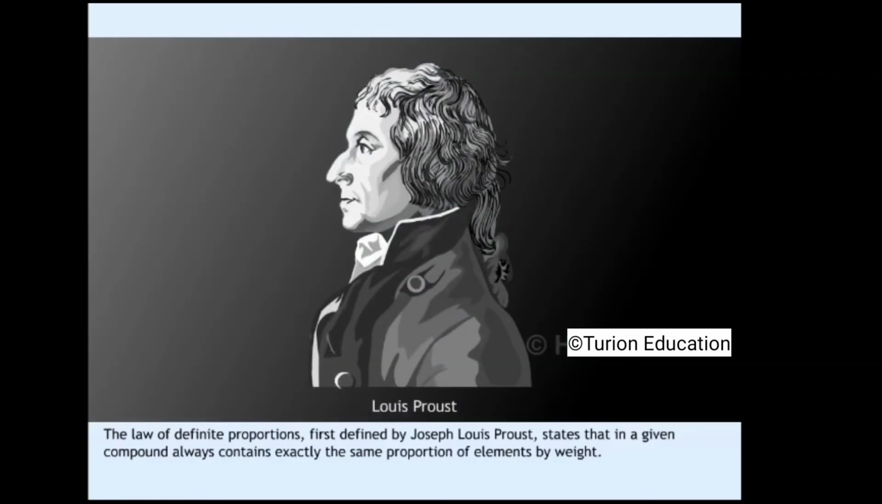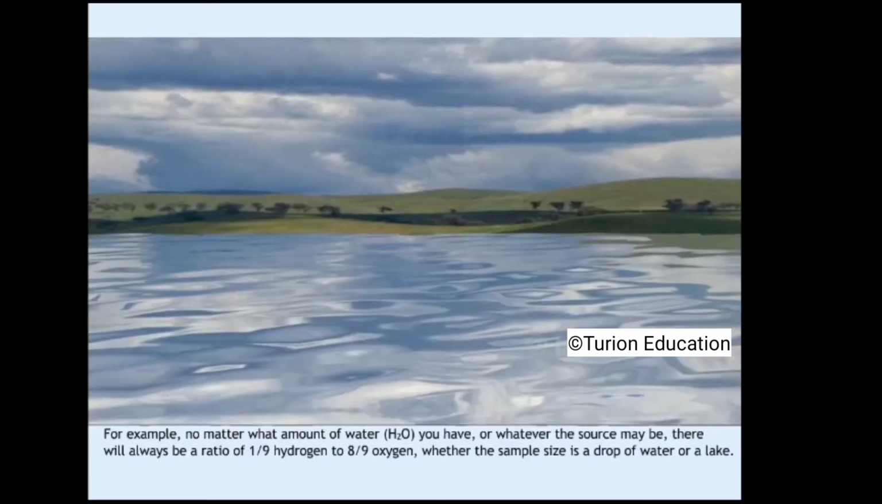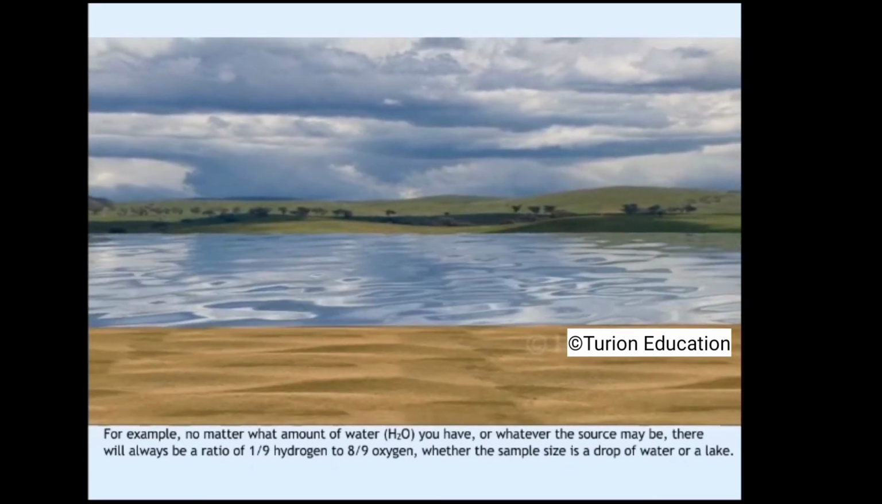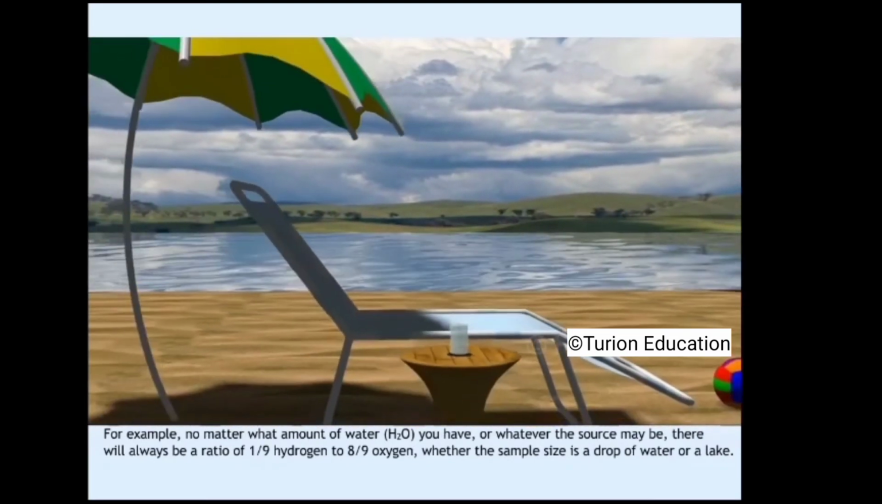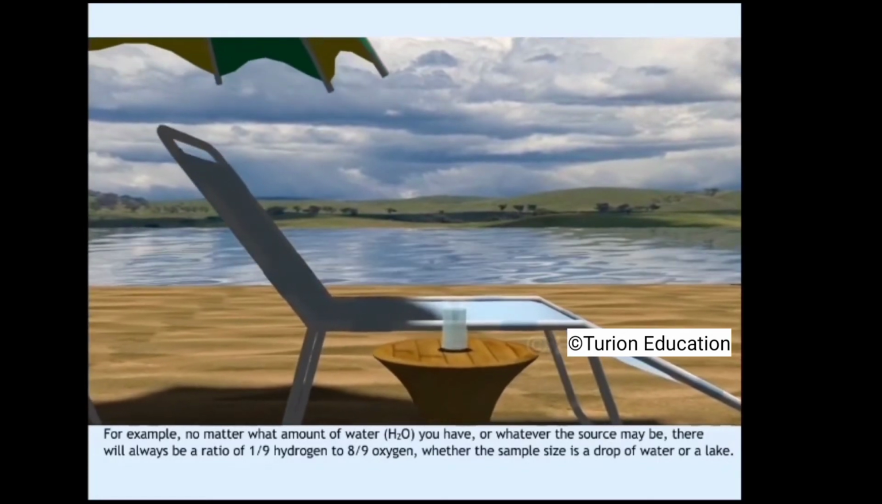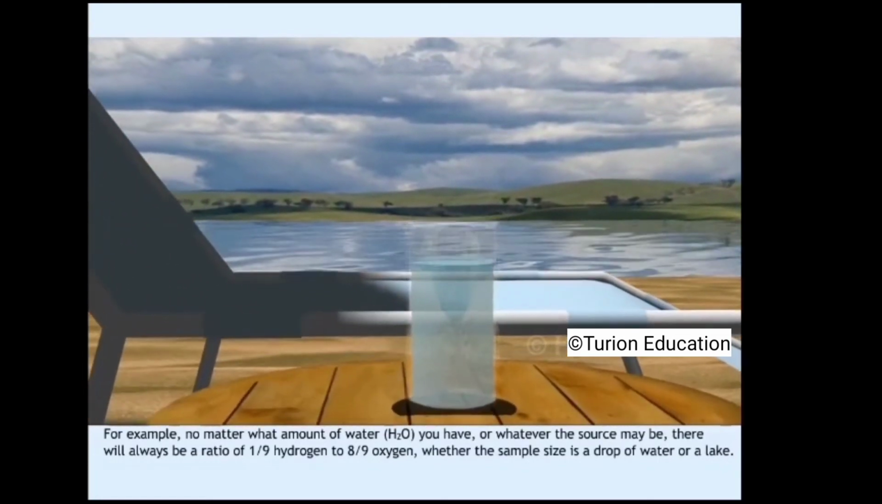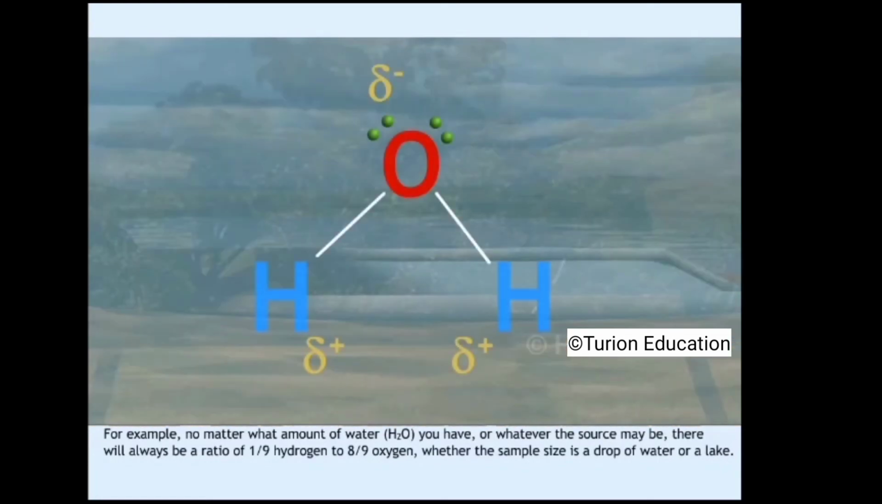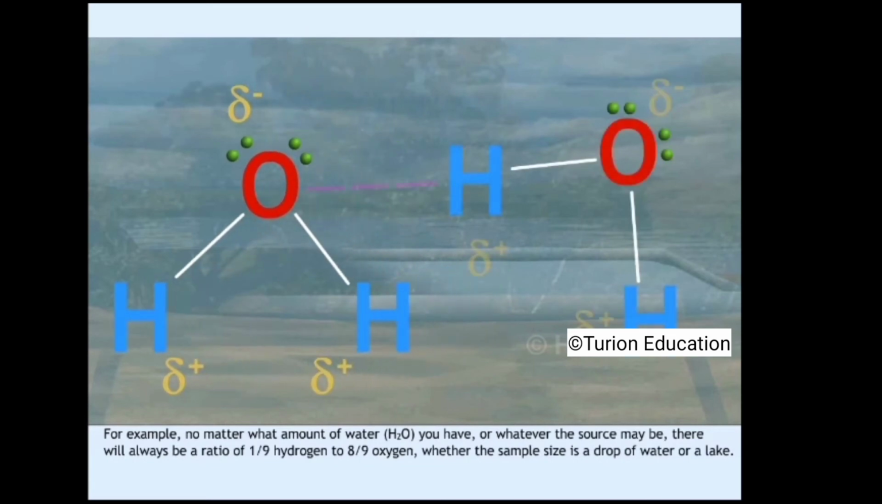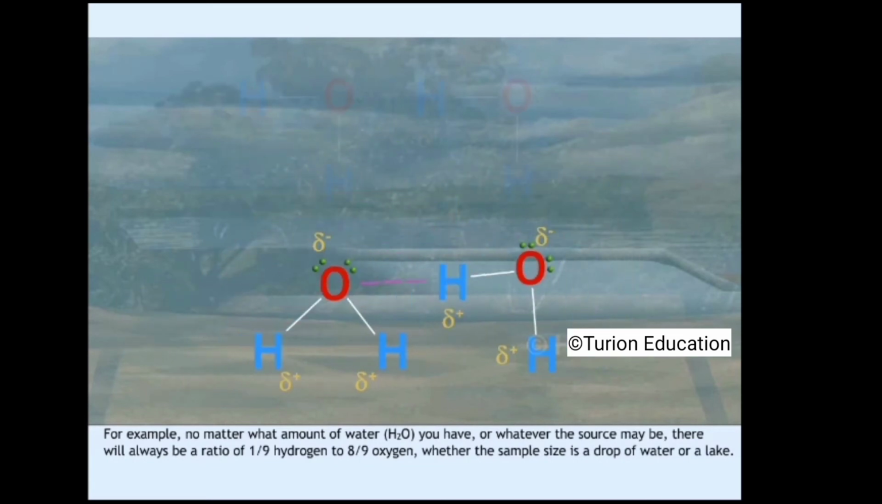Law of definite proportion. The law of definite proportions, first defined by Joseph Louis Proust, states that a given compound always contains exactly the same proportion of elements by weight. For example, no matter what amount of water, H2O, you have, or whatever the source may be, there will always be a ratio of 1/9 hydrogen to 8/9 oxygen, whether the sample size is a drop of water or a lake.